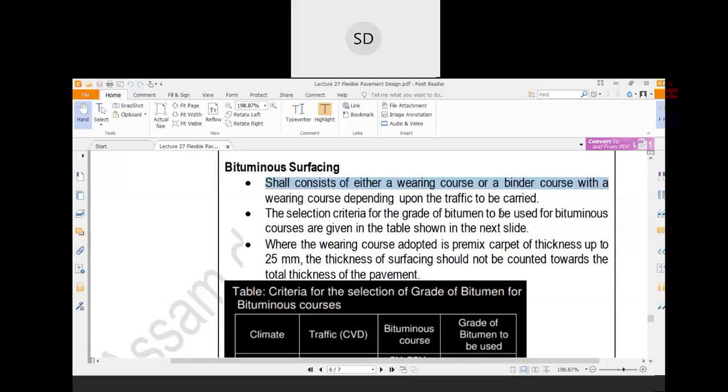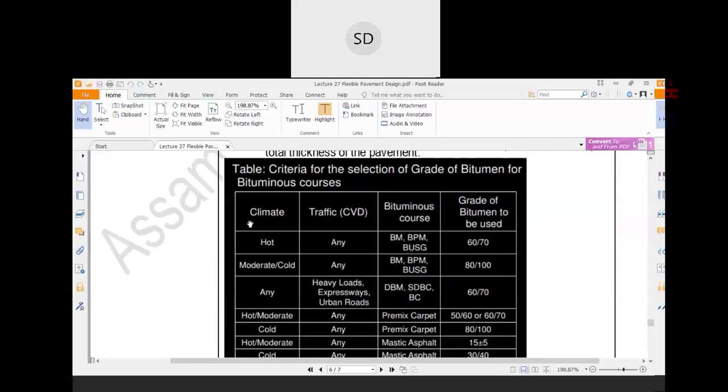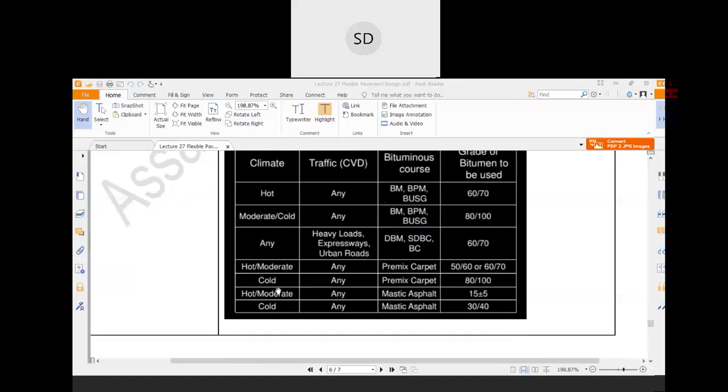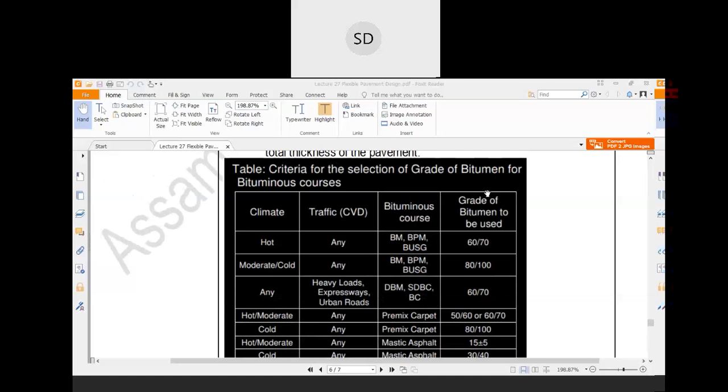Now, the selection criteria for the grade of bitumen to be used for bituminous course are given in the below table. Okay, so if the climate is hot, in that case, for any type of traffic, your bituminous course should be bituminous macadam, and grade of the bitumen to be used is 60 to 70 grade. So, for example, these are the different climatic conditions, and based on the climatic conditions, you have different types of bituminous grade.